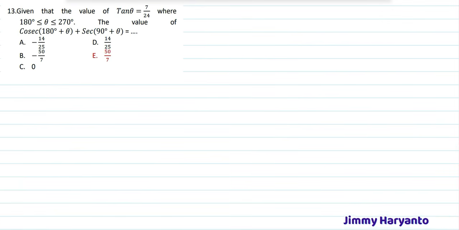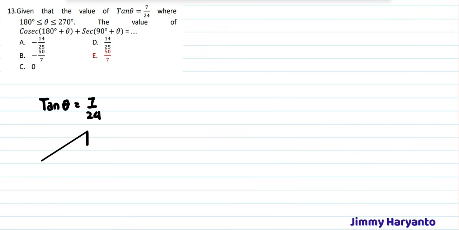Next is 13. For question 13, we have tan theta equals 7 over 24. Every time you have sine theta or cos theta equals numbers over other numbers, you have to do this first. You create a right triangle like this. This one is the theta. Tan theta is opposite over adjacent, right? So the opposite is 7, adjacent is 24. And then you can use Pythagoras theorem to find this one. You'll get 25.